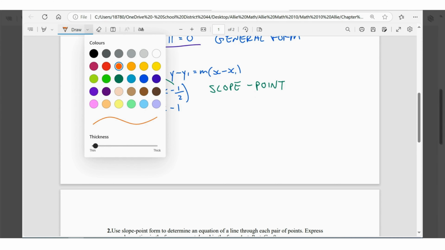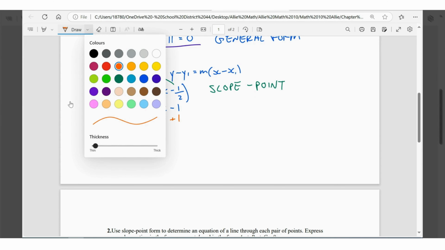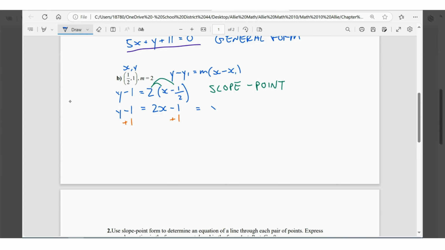Now we want the y on one side for our slope intercept form. So let's add 1 to each side. And we get y equals 2x. Those cancel each other out. Those cancel each other out. And we're left with y equals 2x. That's our slope intercept.